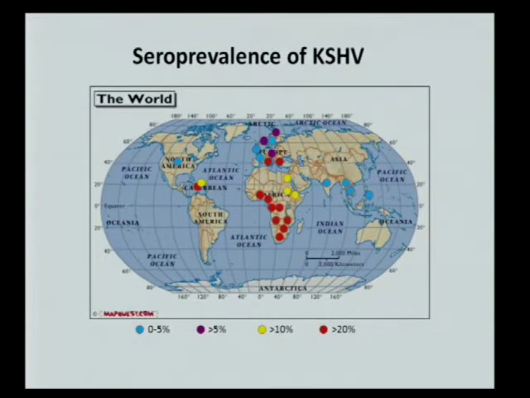Okay, so if we look at the infection rates around the world, you can see that KSHV infection is predominantly localized to two main areas, the Mediterranean and Sub-Saharan Africa. And in some of these countries, infection rates can increase over 80%. And it's currently the leading cause of cancer in several sub-Saharan African countries for men and women.